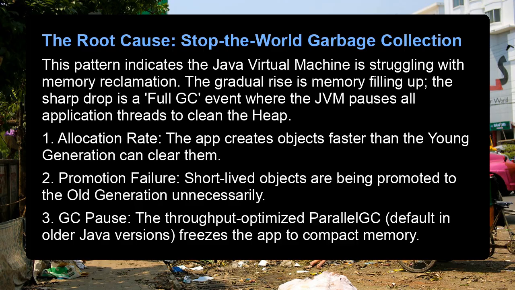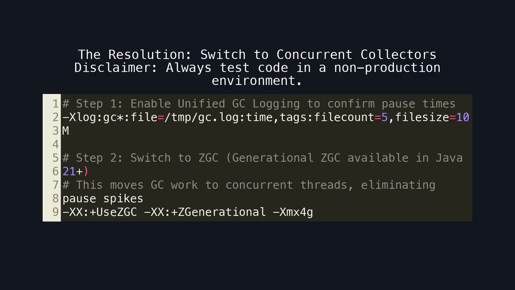Promotion failure. Short-lived objects are being promoted to the old generation unnecessarily. 3. GC pause. The throughput-optimized parallel GC, default in older Java versions, freezes the app to compact memory. The resolution, switch to concurrent collectors. Disclaimer, always test code in a non-production environment.